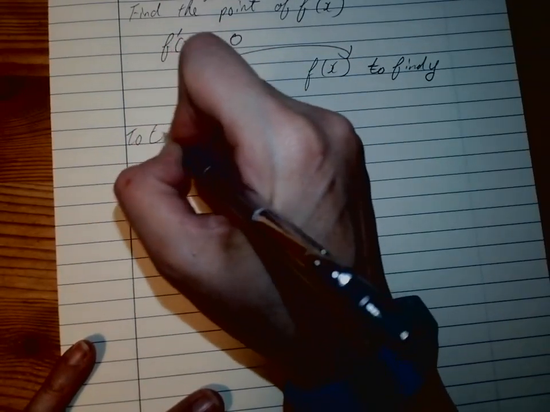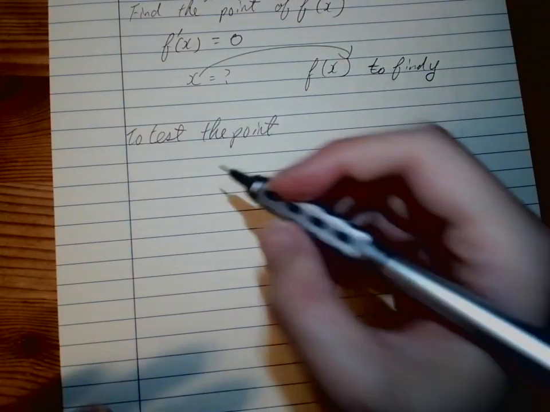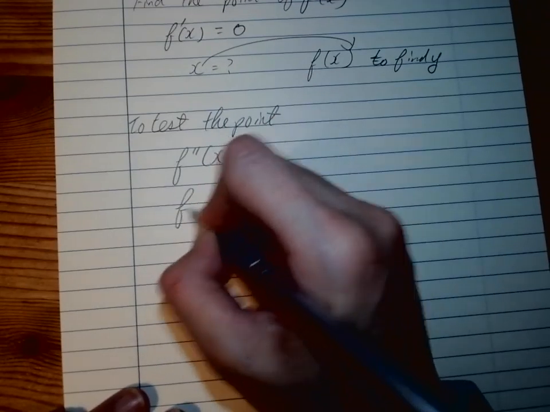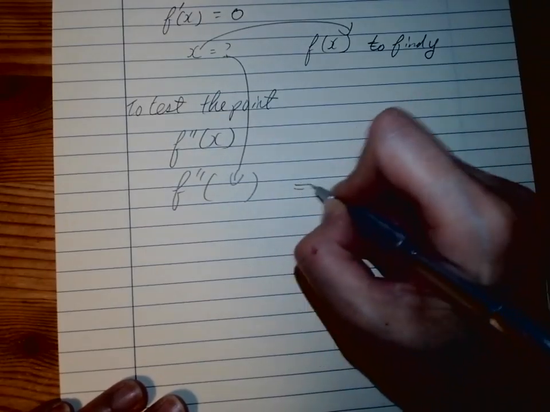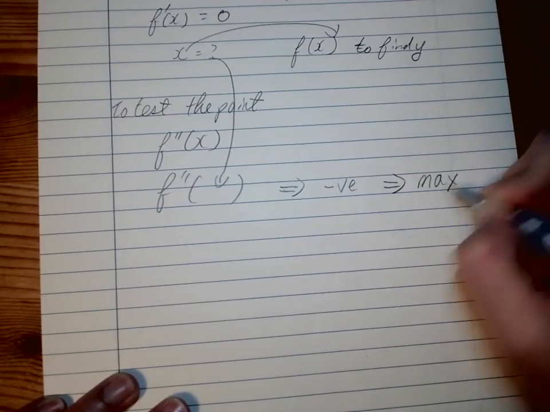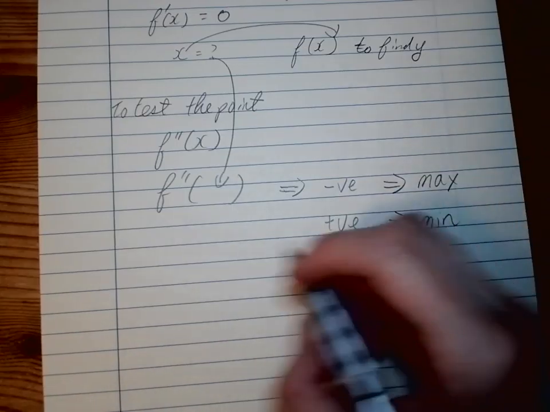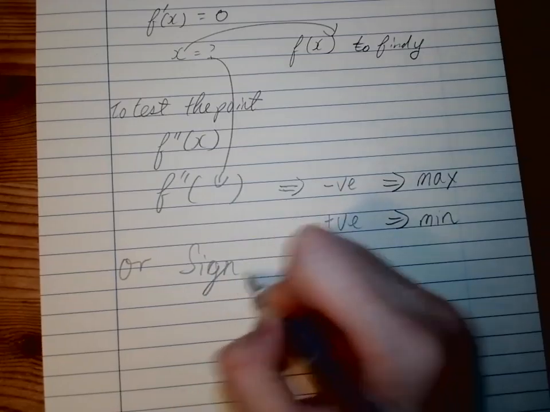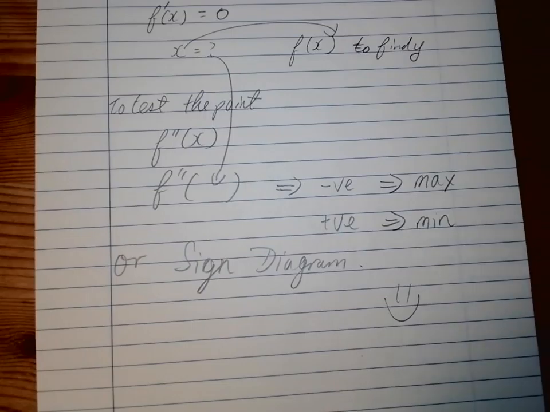To test the point, you will have to perform the second derivative and then substitute this number in. If it's a negative number, it's a maximum point. If it's a positive number, it's a minimum point. You can also use the sign diagram to test it. And this is the maximum and minimum point for differentiation.